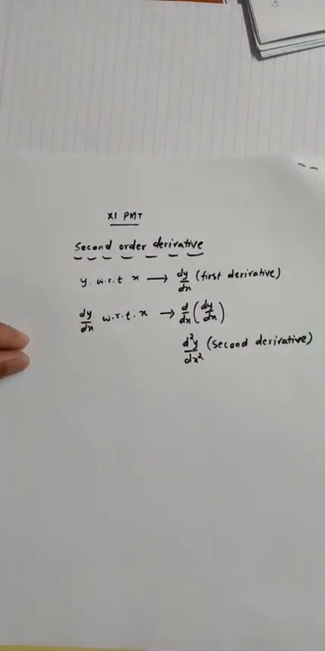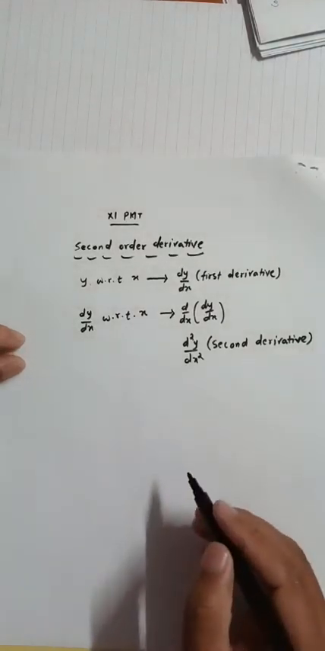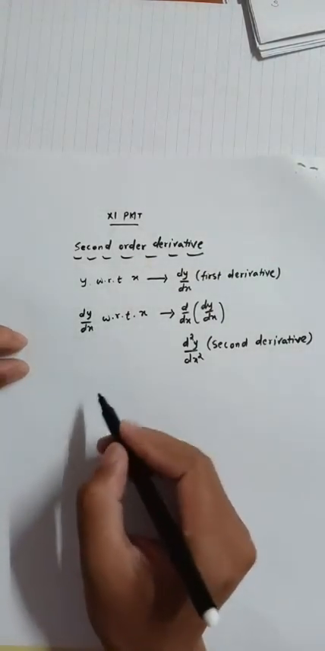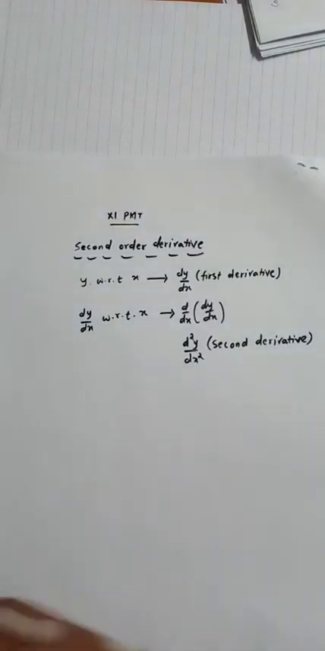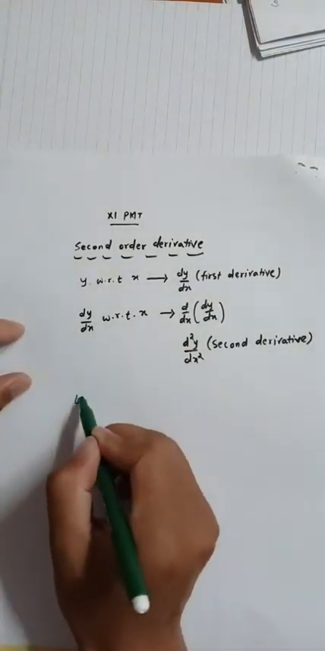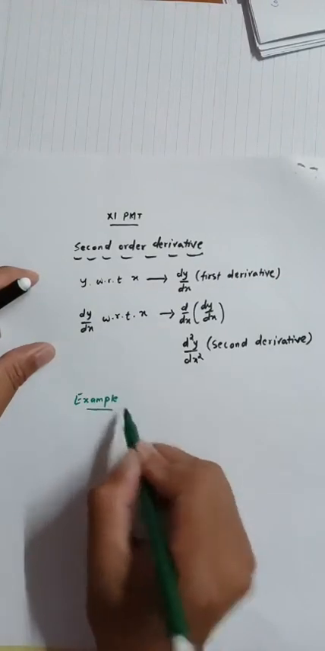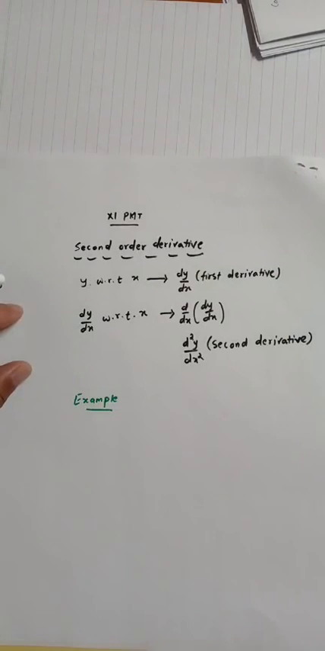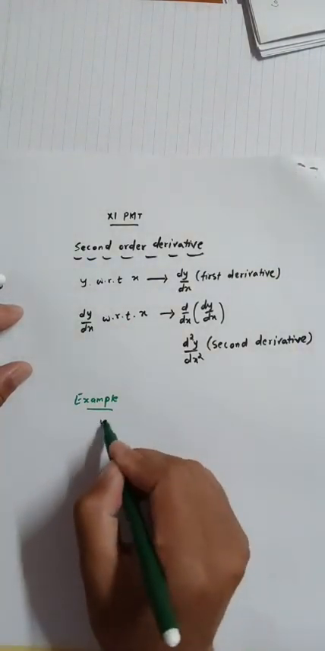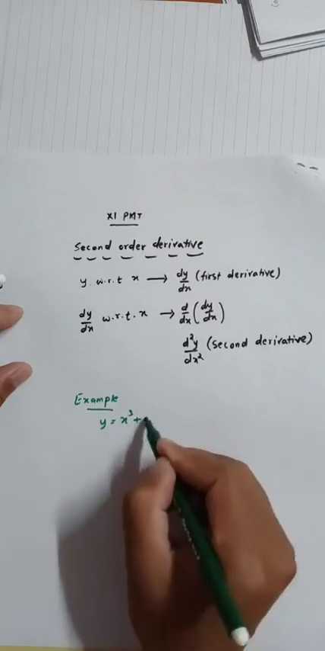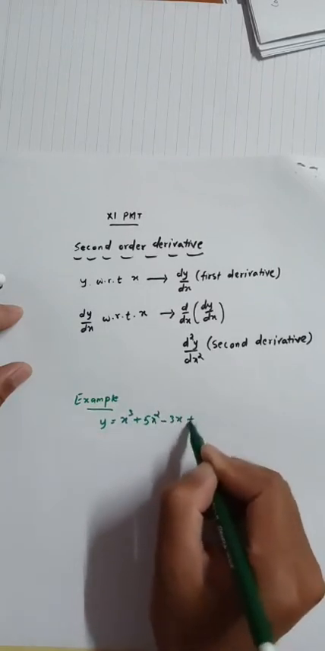Let us take an example, so that we can see the rules. Example: if we have this function, y equal to x cube plus 5x square minus 3x plus 2.